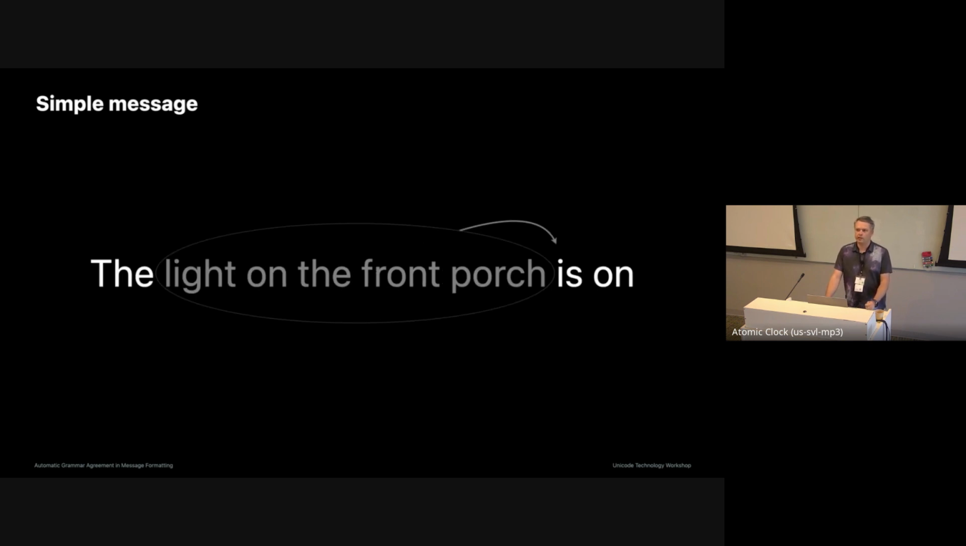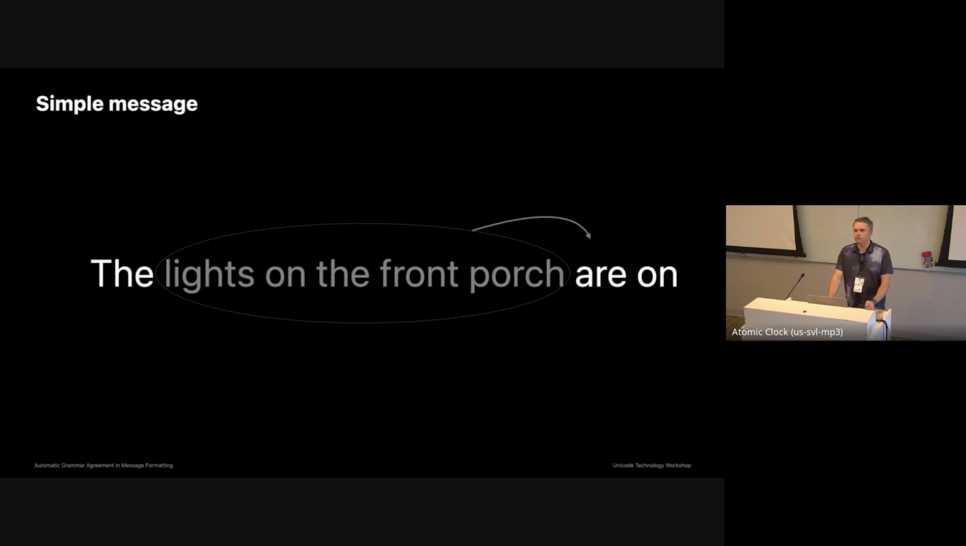But what about the light on the front porch is on? Well, that's correct. But what if I change it to the lights on the front porch? In that scenario, you want to change it to are. And the thing that you're detecting is the word before the preposition, in this case, on. And you're just checking if it's singular or plural. I could even have the red lights on the front porch are on. It's still that word. And we're not dealing with something that requires a large language model necessarily to detect this kind of information. You're just parsing a very simple part, and you're just changing the word is or are.